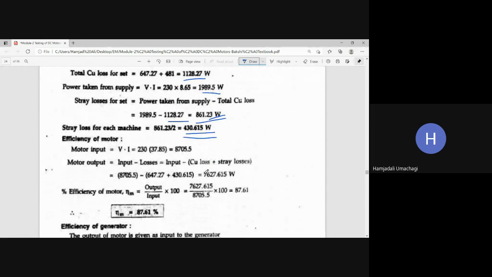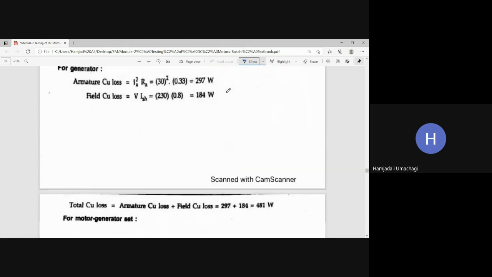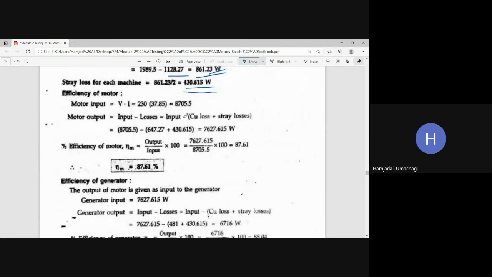Now let us calculate the efficiency of the motor. Efficiency of the motor is equal to output by motor input, V into I. What is the voltage to the motor? Voltage to the motor is 230. And what is the current entering into the motor? 37.85. So 230 into 37.85, this is the input to the motor, which is going to be 8705.5 watts. You should write the units here, 8705.5 watts.